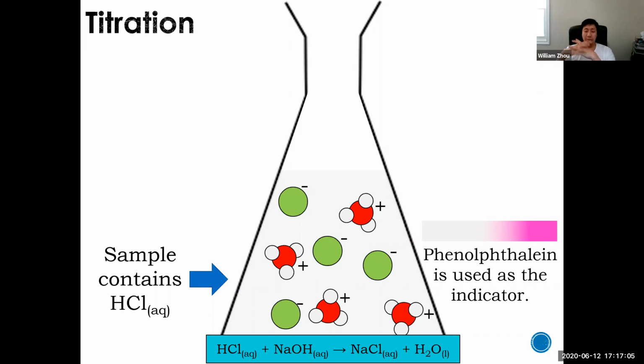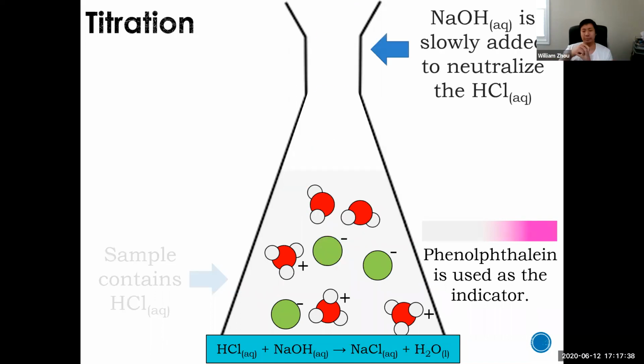Phenolphthalein will change from a colorless solution to a pink or magenta fuchsia, whatever color you want to call this, a dark pink or purple color, once it reaches a certain pH, specifically a pH of 9. If you're in a basic solution, phenolphthalein will be pink. If you're in an acidic or neutral solution, phenolphthalein is colorless. You won't even notice. Okay? All right, so what we have to do is slowly add sodium hydroxide.